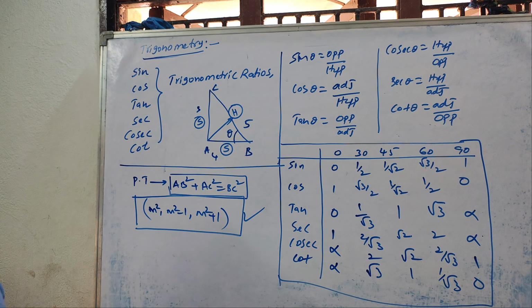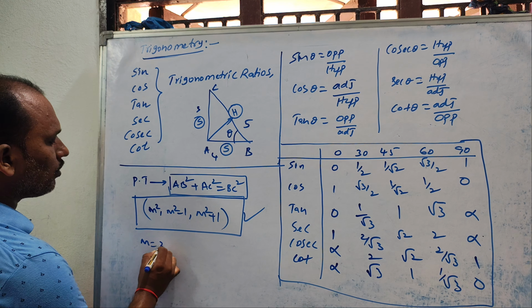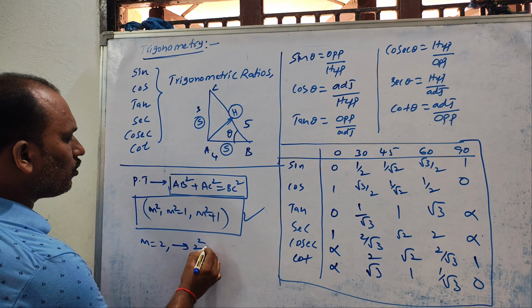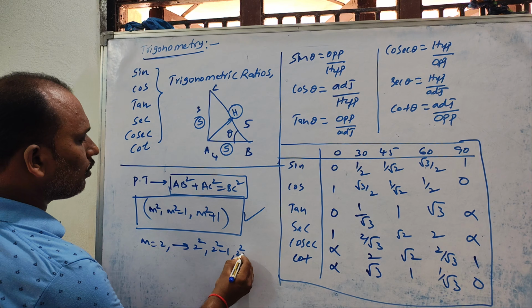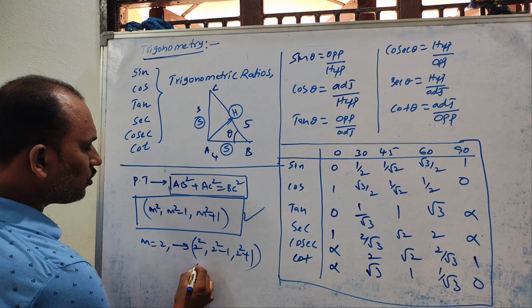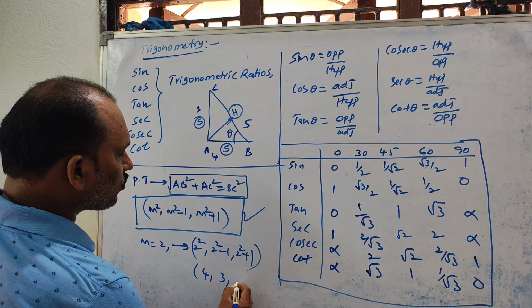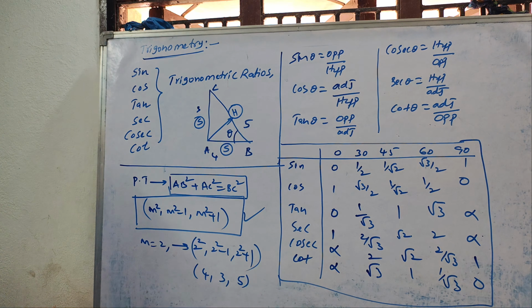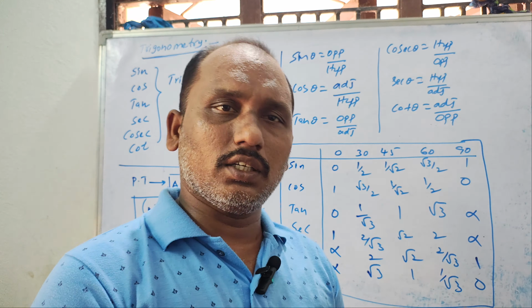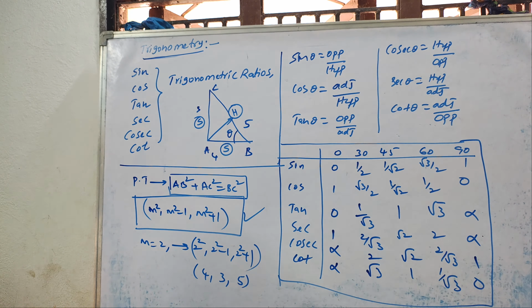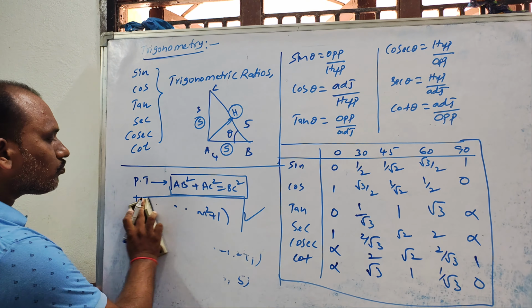Everybody will learn it. So let us say m is equal to 2. We will start from 2 onwards. 2 square is 4. 2 square minus 1 is 3, 2 square plus 1 is 5. So we get 3, 4, 5. The highest side is always the hypotenuse. Keep in mind, the highest side is always the hypotenuse.